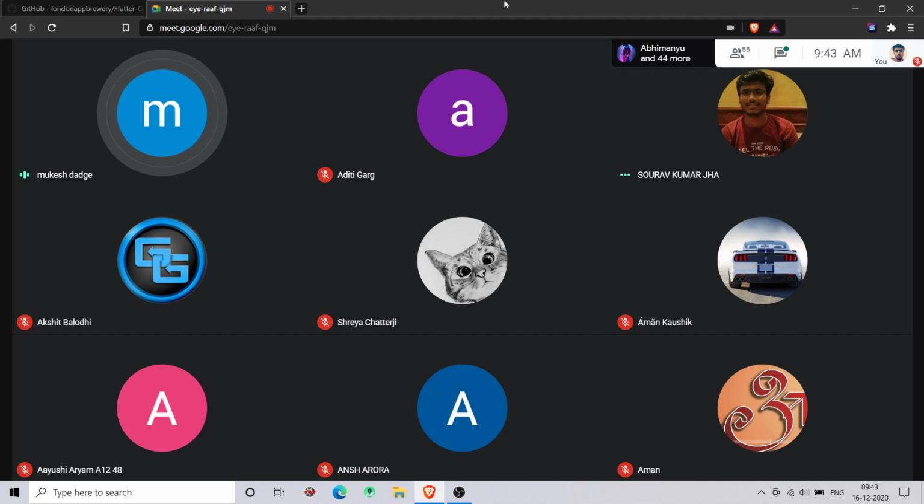How many students are there now? 50 students are there, so 20 students are absent, right? So the roll numbers of the 20 absent students are required for me, right? Give them to me. It is very difficult, right? Everybody is logging in through the name only. 1, 2, 3 students are there with the roll number, others are from the name only, right?